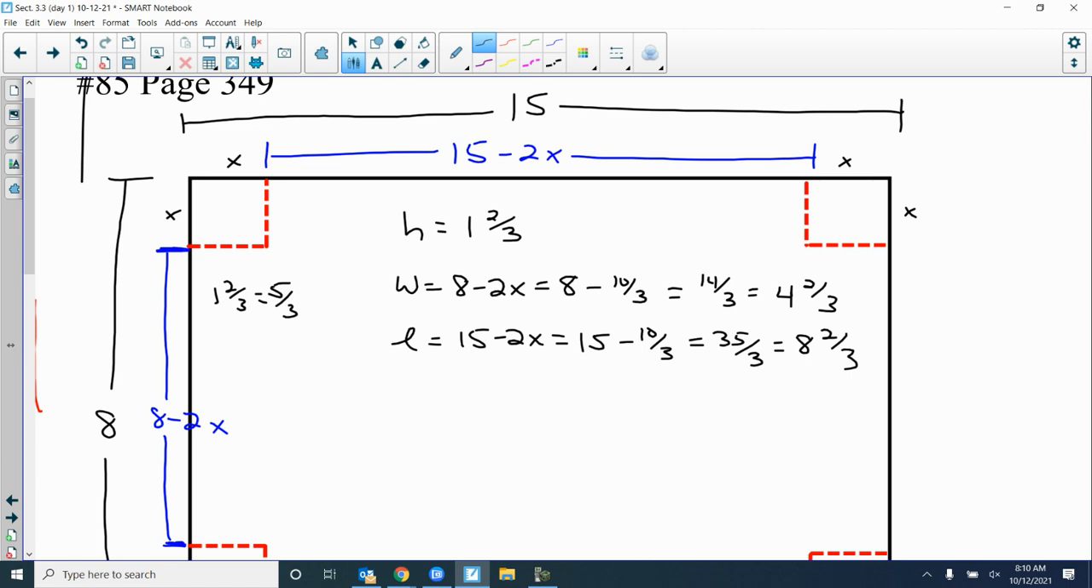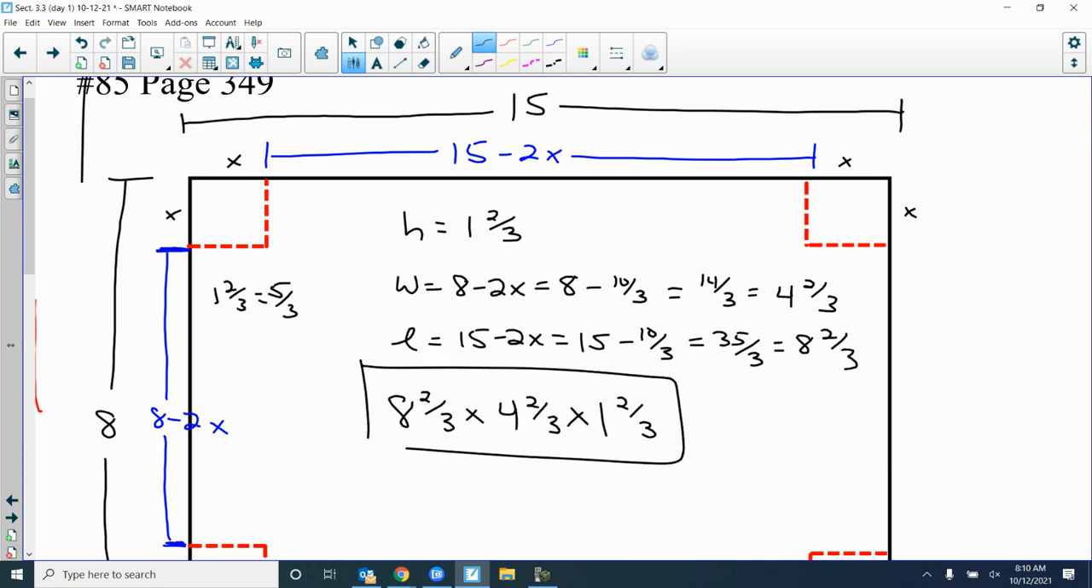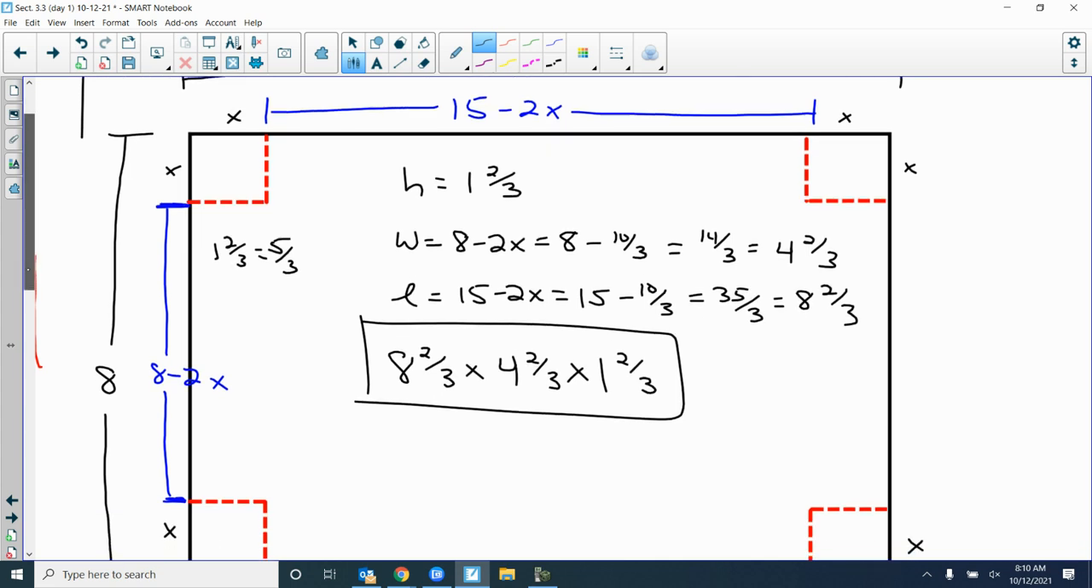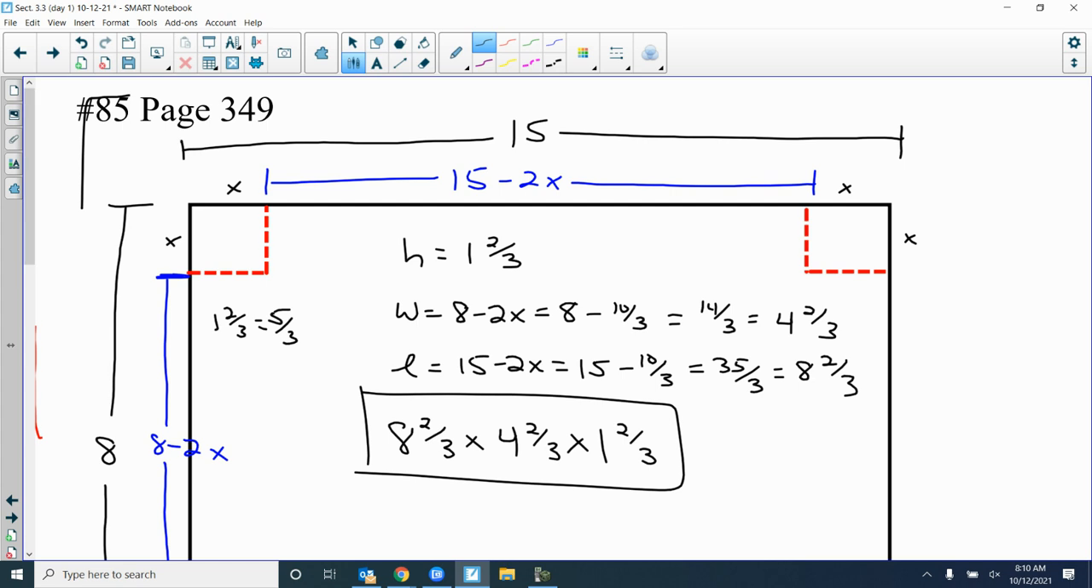Do we have agreement? Anybody? All right, Luke got a thumbs up. So now my dimensions are 8 2/3 by 4 2/3 by 1 2/3. So that would give that maximum volume, 90.74. All right, start that problem. Do something. Highlight it. Go back and redo it. You need to be able to do it.